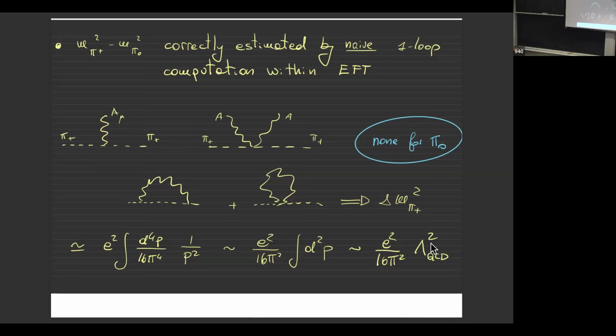Correction has this form, modulo order 1. Here it's actually something like that. So it's E squared times the loop integral, and alas, the loop integral is divergent in the UV, so you cannot... what does it mean? It means that this contribution is not something that you can compute in the effective theory.